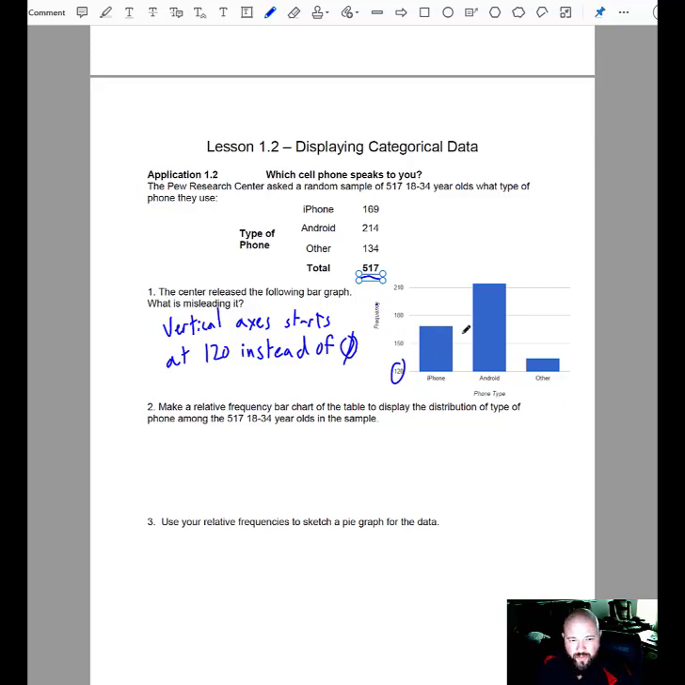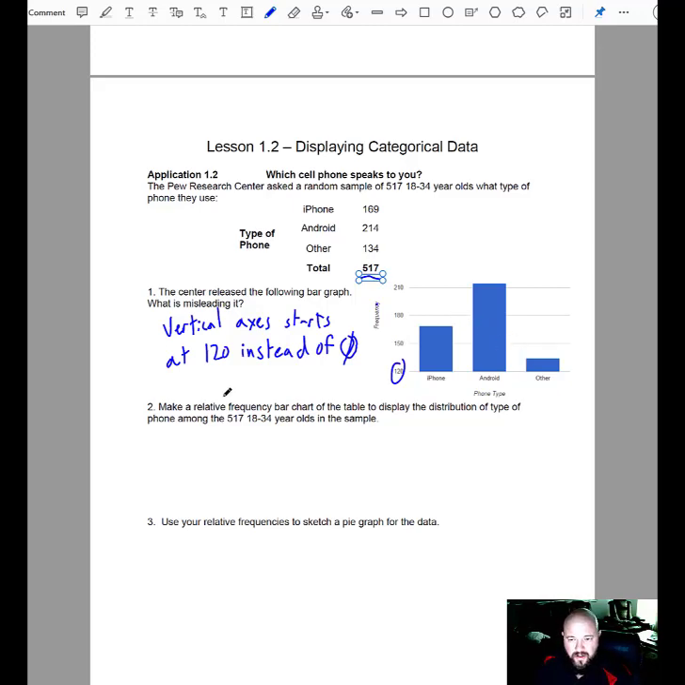It makes these appear greater than they really are. Okay, because over here from the other, it seems like it's just a little bit. So it's a big, great difference right here. But in all honesty, it's not that big of a difference. If you look at the values between these, like iPhone 169 and others 134, it looks like a pretty big difference between those two, but it's really not that big if you start at 0.